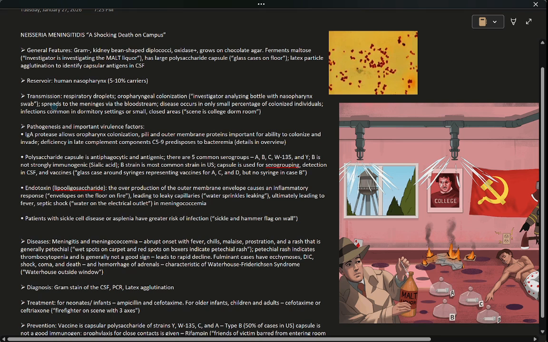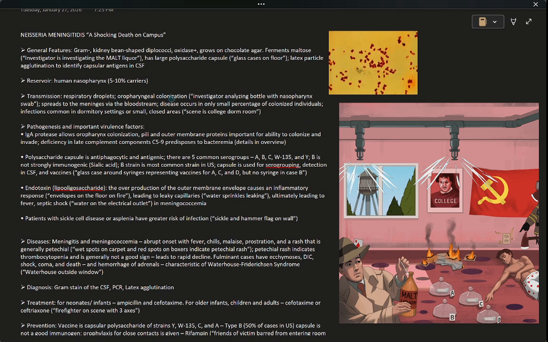And to remember that it colonizes in the oral pharynx, you can just imagine if the investigator was using the oral pharynx swab instead. But at least the nasopharynx swab helps you to remember that the main reservoir for the Neisseria meningitidis is in the human nasopharynx. In any event, after this colonization, it's going to spread to the meninges via the bloodstream.